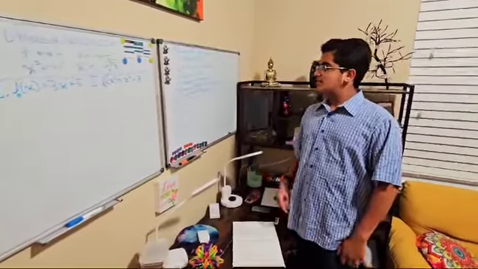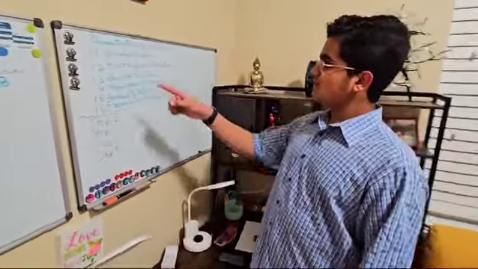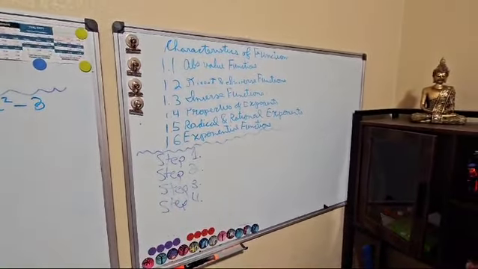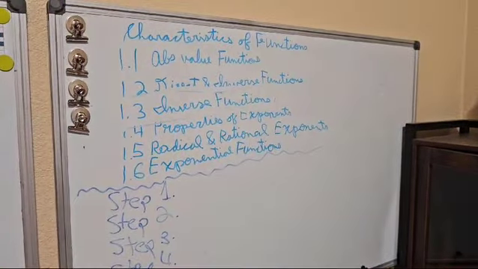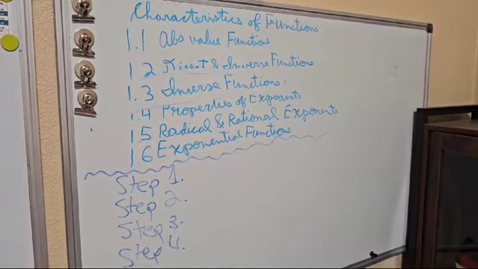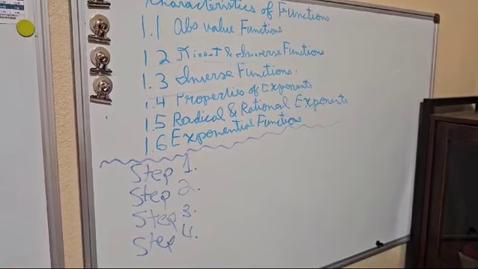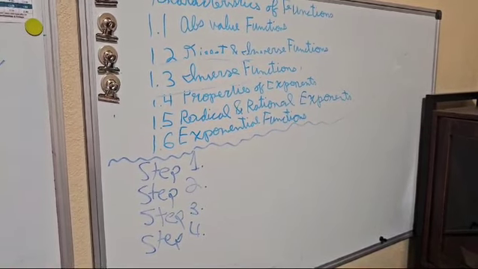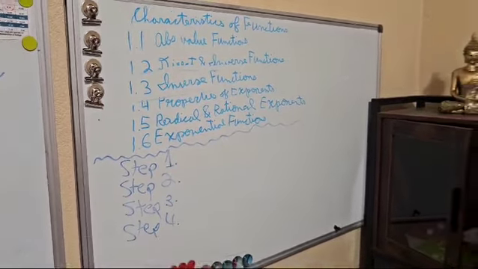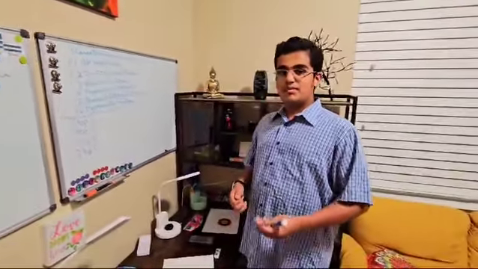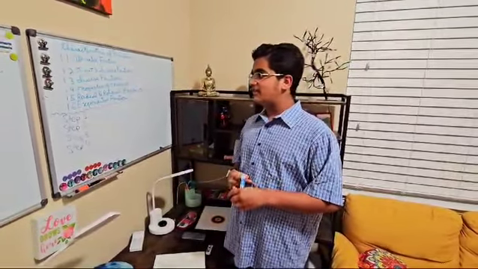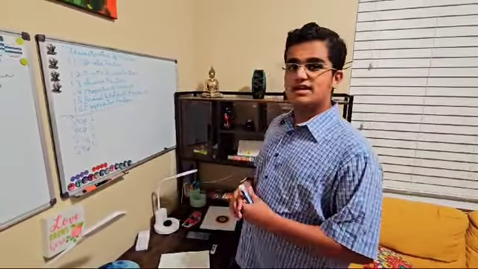SVHS Math 2, Unit 1. The characteristics of functions. 1.1 covered the absolute value functions, 1.2 covered the direct and inverse functions, 1.3 covered the inverse functions, 1.4 covered the properties of exponents, 1.5 covered radical and rational exponents, and 1.6 covered exponential functions. The point of Unit 1 was to prepare yourself for the skills that are required to solve a function in 10th grade.